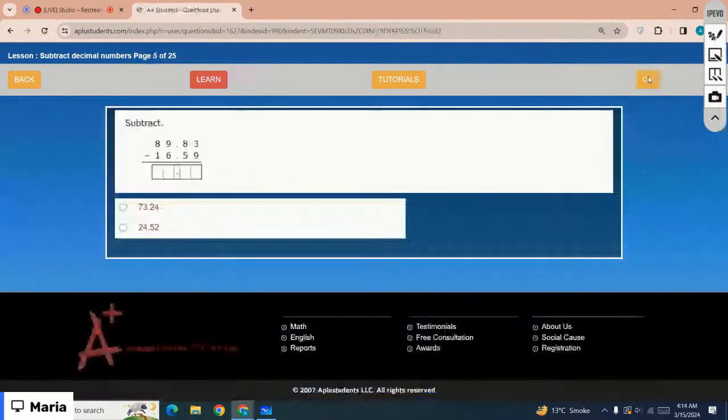The next one is 89.83 take away 16.59. So which is the correct option? Yes, that is 73.24. Option number 1 is the correct option, right? Okay, you can complete the lesson by yourself later today.